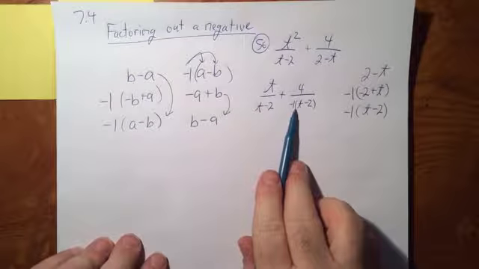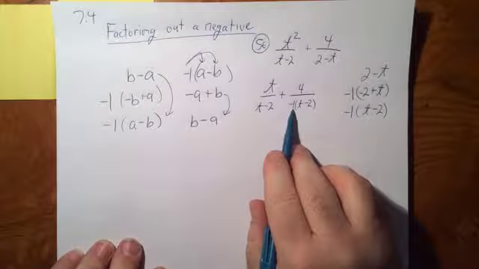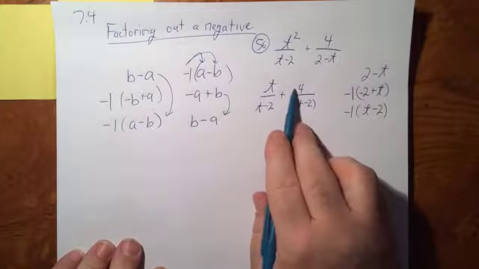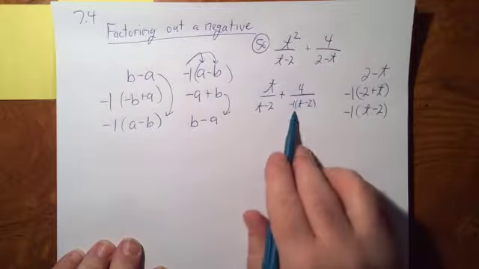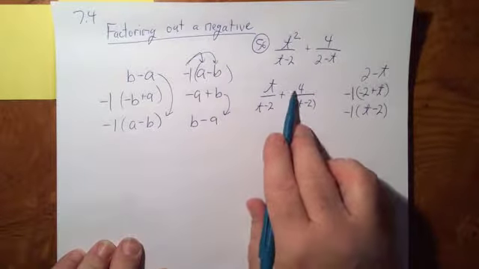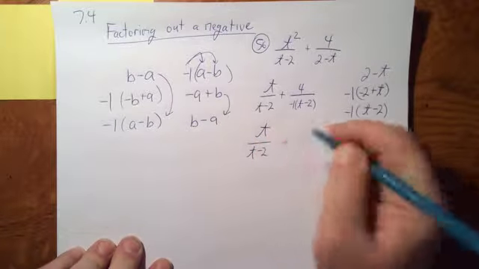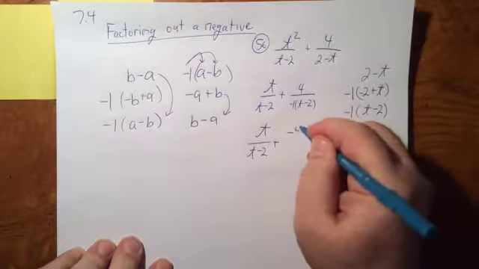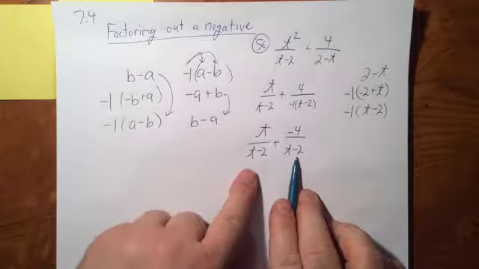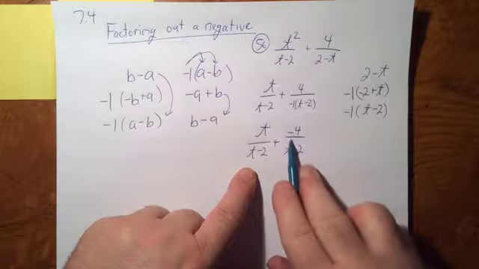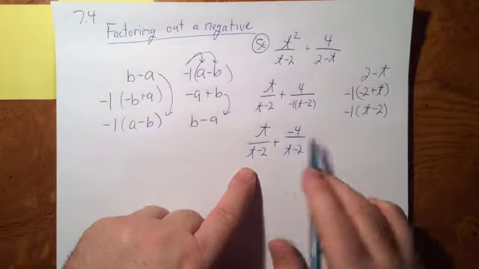I'm going to take this negative 1 and move it to the top. Really, I can just make the 4 on top a negative 4, since 4 divided by negative 1 is negative 4. So I'm going to have t squared over t minus 2 plus negative 4 over t minus 2. I can also think of this as negative 1 times 4, but negative 1 times 4 is negative 4.